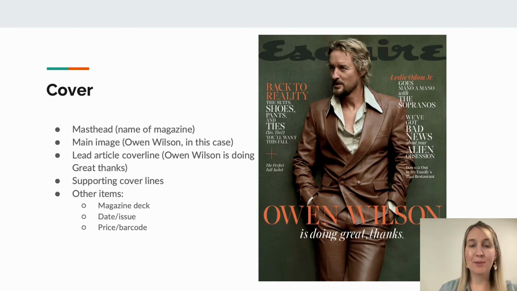And the last item is the price and barcode. If you have a magazine mailed to you, you might not have the price and barcode on it, but typically if you don't have it mailed to you, it will be on the front. This just makes it easier for checkouts.